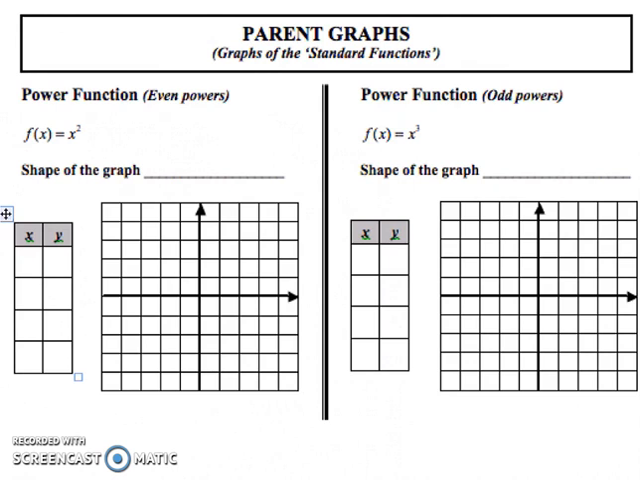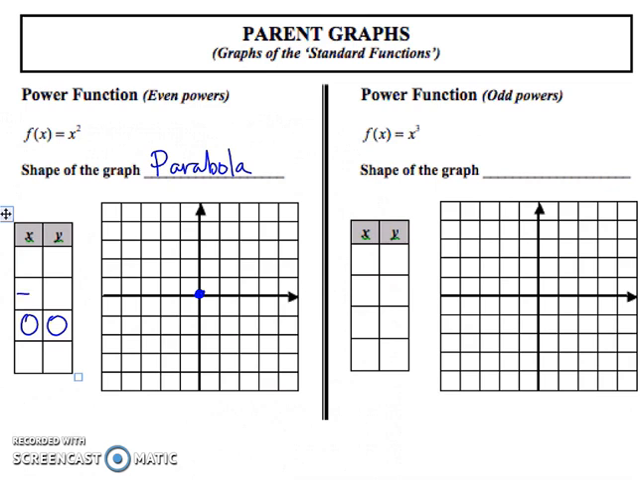So the first graph that we're going to be looking at is our even-powered power function, f of x equals x squared. The shape of this graph is going to be a parabola. Hopefully you remember that. And our standard, just f of x equals x squared, has a vertex here at 0, 0. And remember that that axis of symmetry runs down the middle of the graph and is like a mirror in the center of the graph.